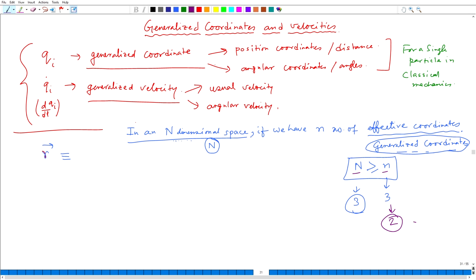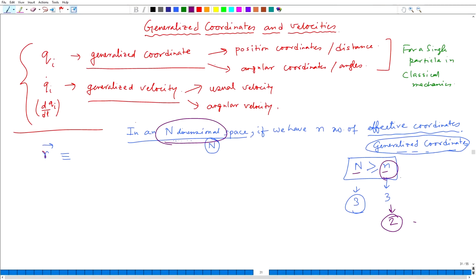Or in other words, you can say that if you just start from the number of Cartesian coordinates and subtract the number of holonomic constraints, then corresponding to every holonomic constraint you will be able to reduce the number of coordinates by 1. Finally, the effective or necessary coordinates, which are independent of each other, will be small n in number, so small n is equal to capital N minus k, where k is the number of holonomic constraints.